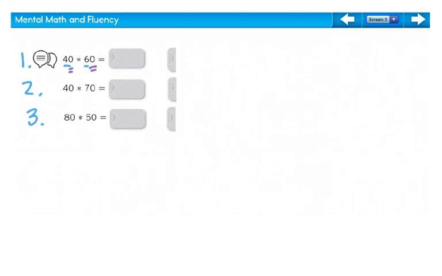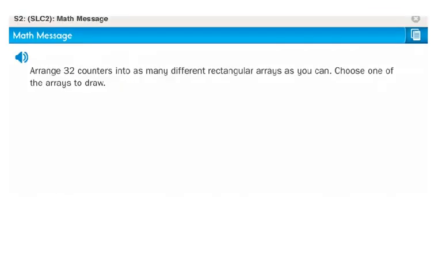6 times 4 is 24, and I'm going to add 2 zeros to the end to get 2,400. 4 times 7 is 28, and add on 2 zeros to get 2,800. 8 times 5 is 40. Then I still add 2 zeros behind it to get 4,000. Go ahead and erase your whiteboard.